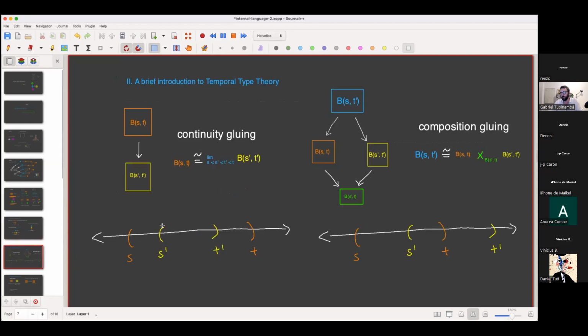Okay, and here they introduce two types of gluing, which kind of correspond to what I've presented previously.